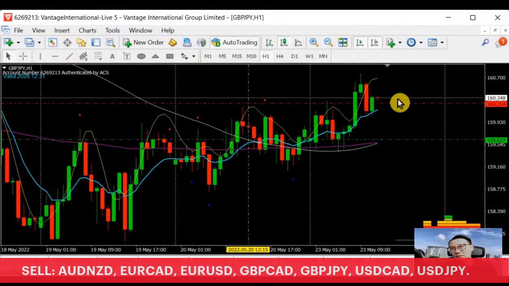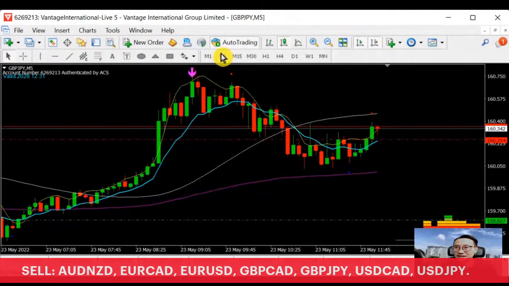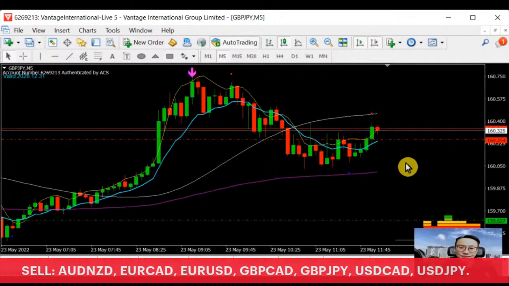So does it look good? Not really. Unless the next thing, M5, comes back below the resistance, then retests, then it will have a good chance, right? So that is one thing that we have to pay attention to.